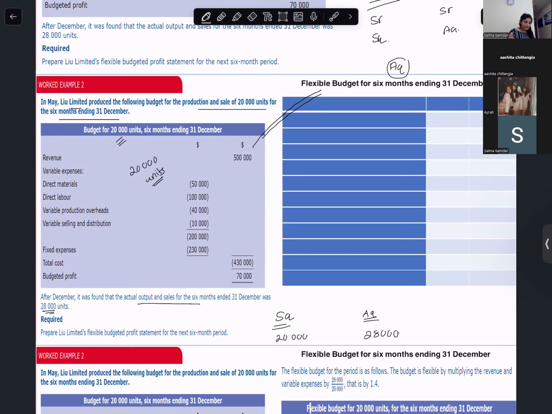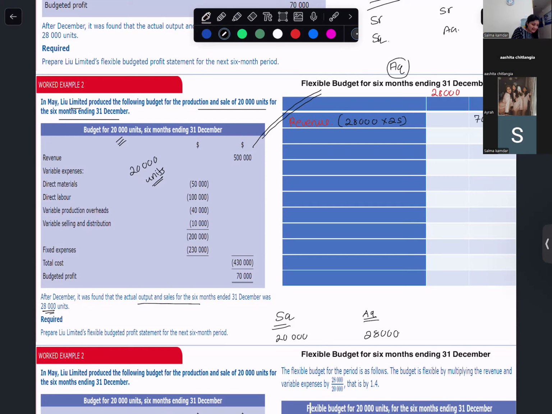And you want to make the budget based on how many units? 28,000. So if I am going to write my revenue over here, what will be the number of units that I'm making it for? 28,000. So per unit, what will be the revenue? 500,000 divided by 20,000. You have to divide it. 25. So I will take revenue 28,000 into 25. So it will come up to 700,000.